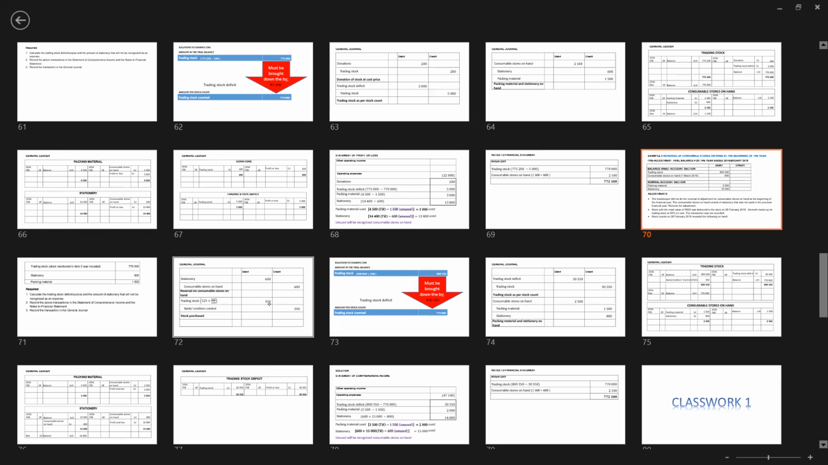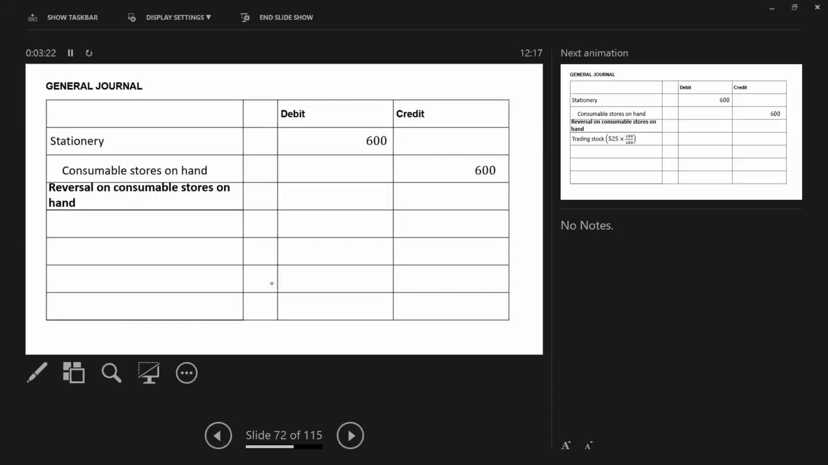I will record this in the general journal because we don't have the CPJ or the CJ in this case. We know that our trading stock will go up. When it goes up, though, it's an asset. It goes up on the debit side and it goes up at cost price. We were given the markup and the markup was 50%.